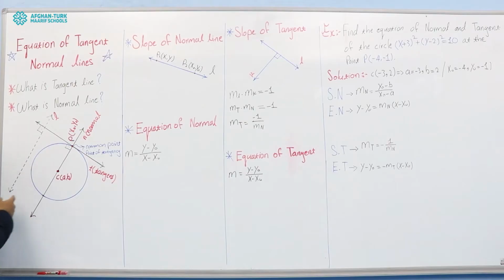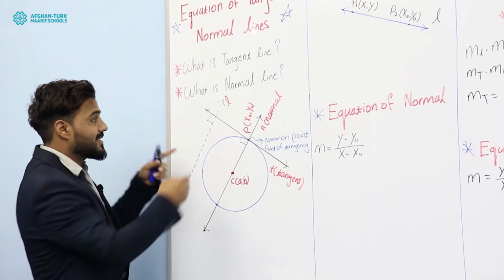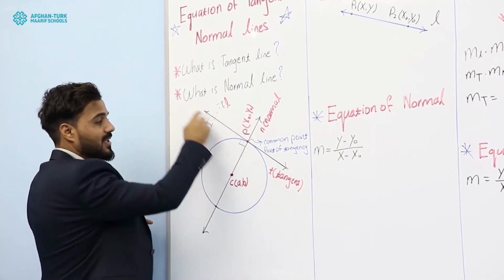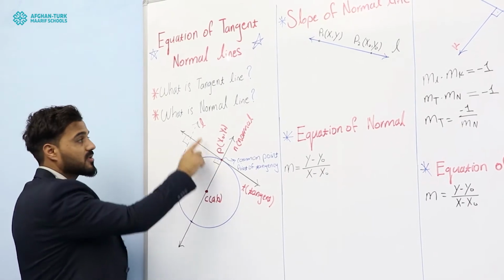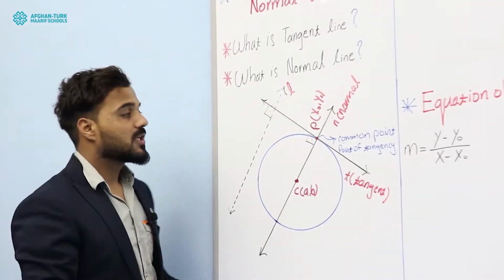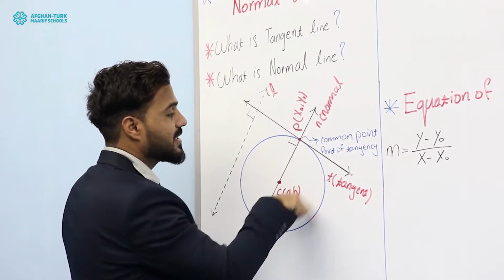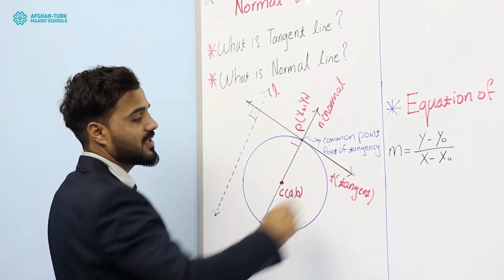So in here we have line L. Is line L a normal line? No. It's okay that it's perpendicular with line T, but it's not perpendicular at the common point. Because of that, we cannot call line L normal line. This common point between circle and tangent is called point of tangency.